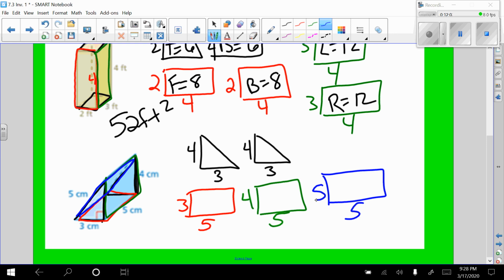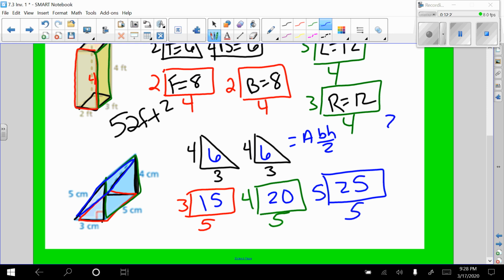Now think of our area formulas. For a triangle, area equals base times height divided by 2. Well, 3 times 4 is 12 divided by 2. These are each going to be 6. That's going to be the area of them. Now for the rectangles, 3 times 5 is 15. 4 times 5 is 20, and 5 times 5 is 25.